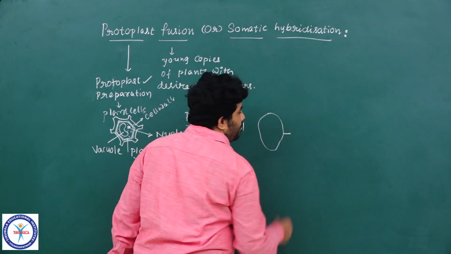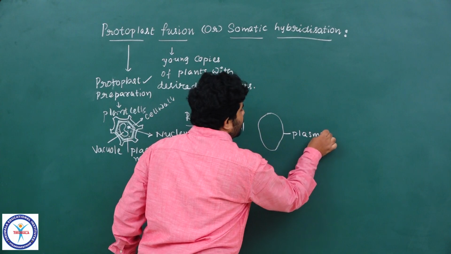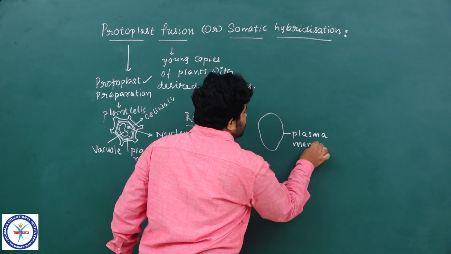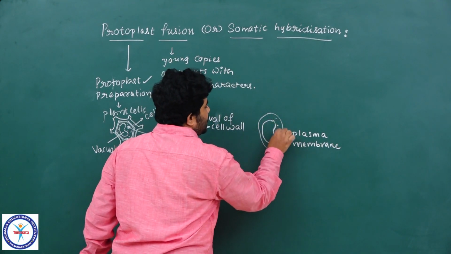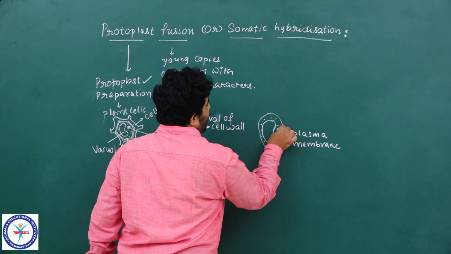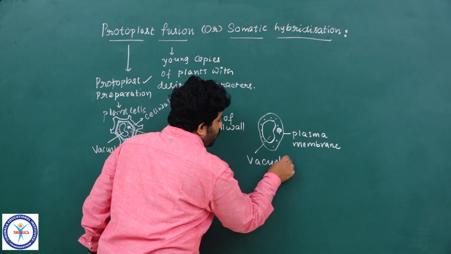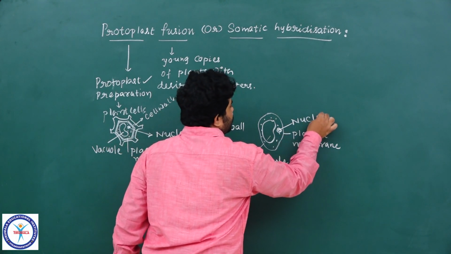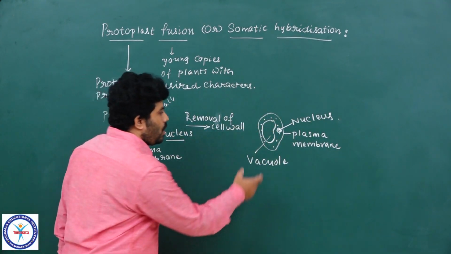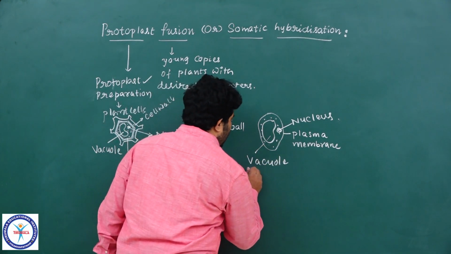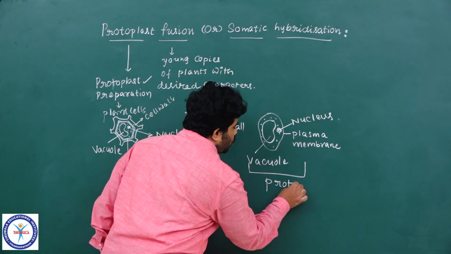After the removal of the cell wall, we have the plasma membrane along with the other constituents present in the plant cell, the vacuole, nucleus and all other cell organelles in the cytoplasm. This structure is what we call the protoplast.